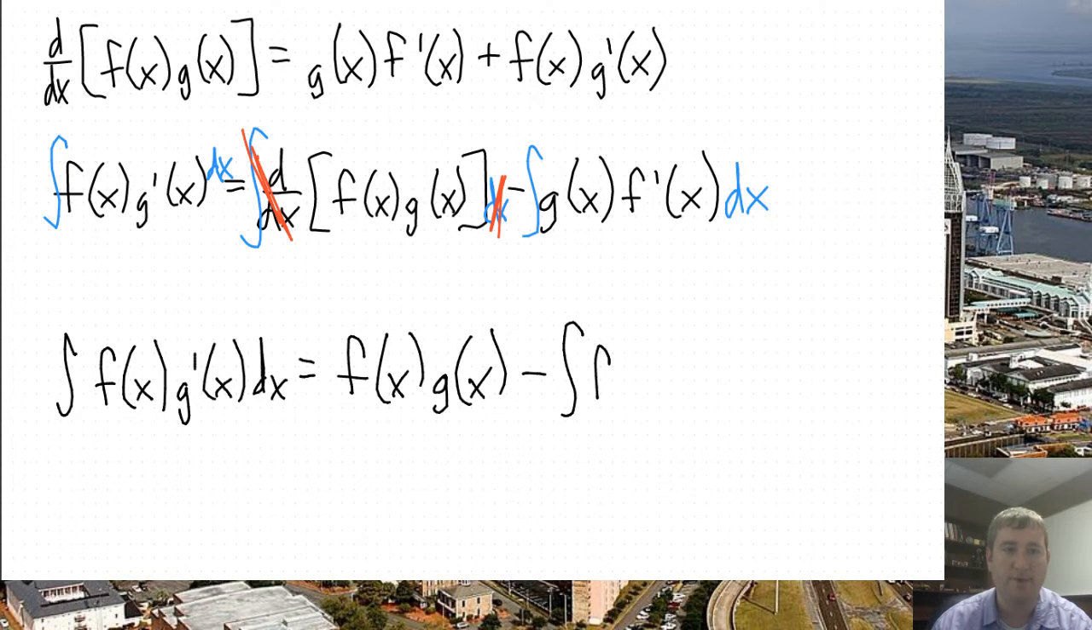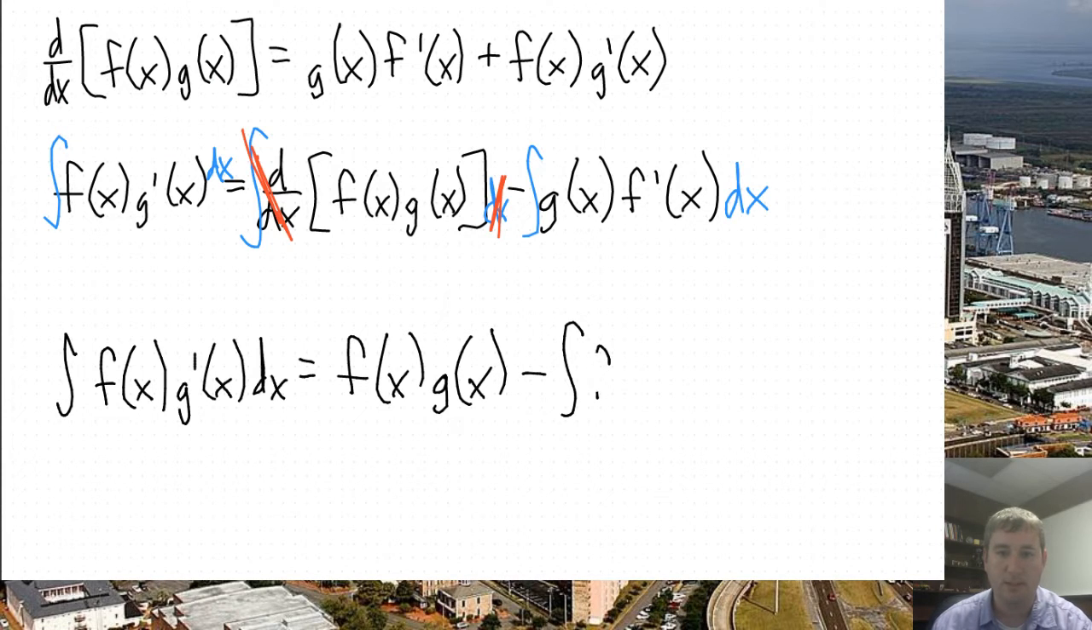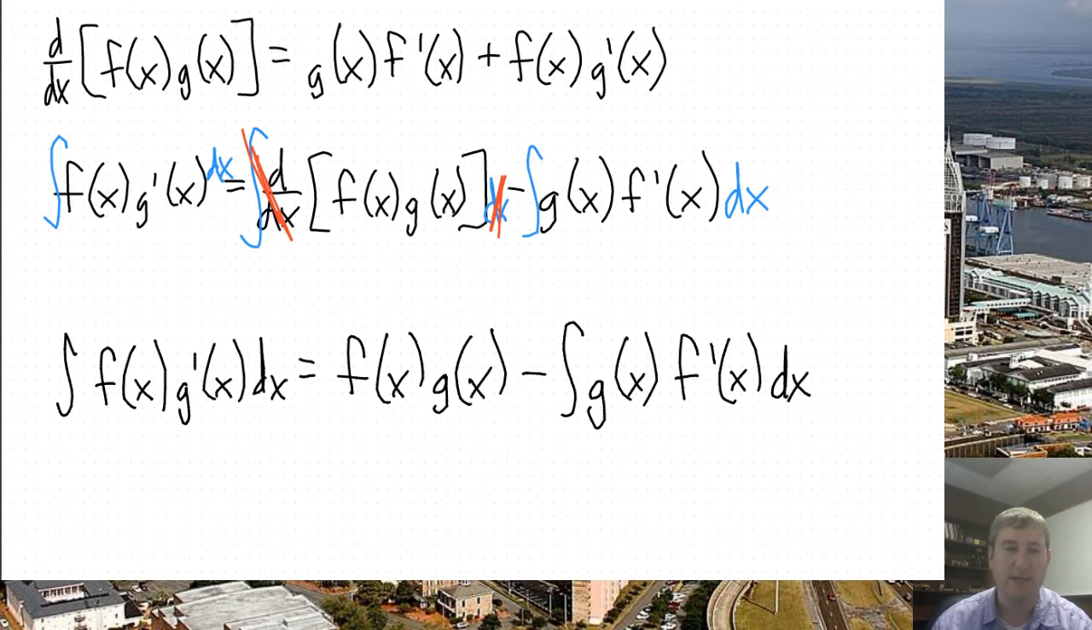Actually, let's write first. I'm going to take the antiderivative of the g prime to become g, and then take the derivative of the f dx. And this is called integration by parts, because you're going to integrate part of it and leave the other the same. But then we also have another part of the problem left to do.